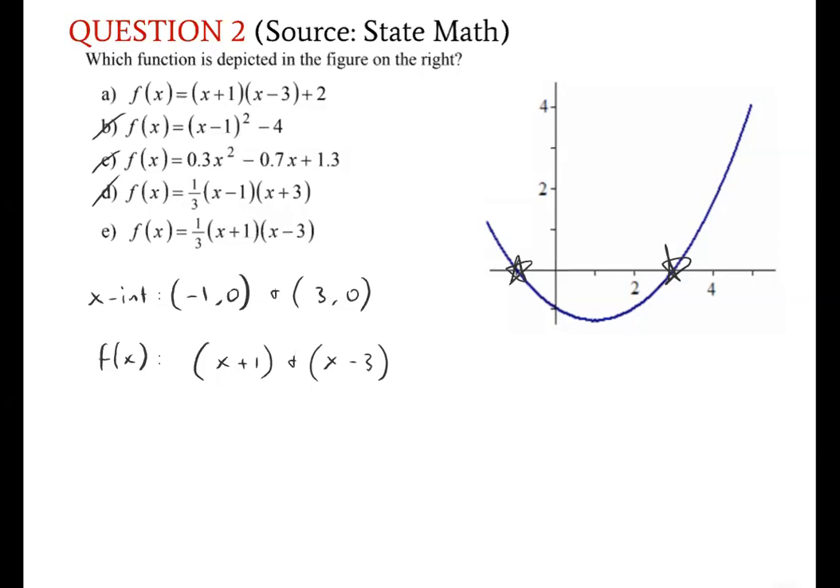So for A, it actually can't be A, since the plus 2 here messes things up. The plus 2 will shift the graph up, I think, or maybe down. But either way, it'll shift the graph either up or down, so that means the x-intercepts won't actually be -1 or 3. So that means A does not work, and our answer is E.